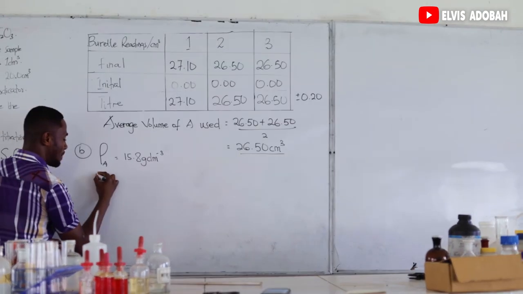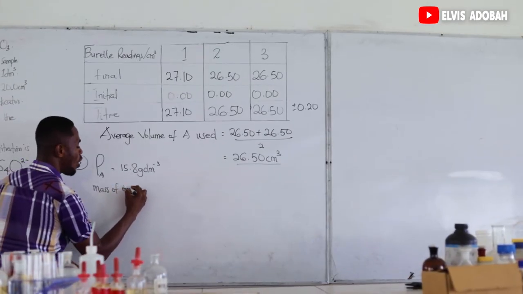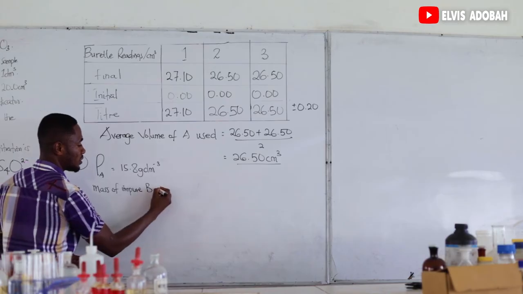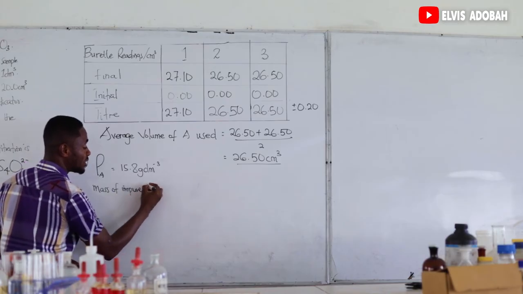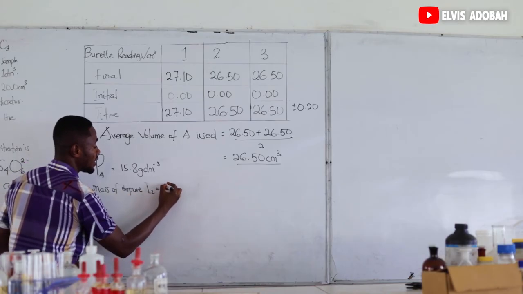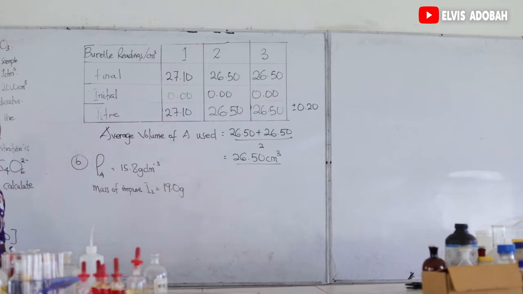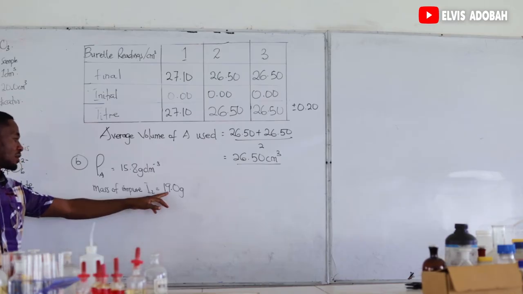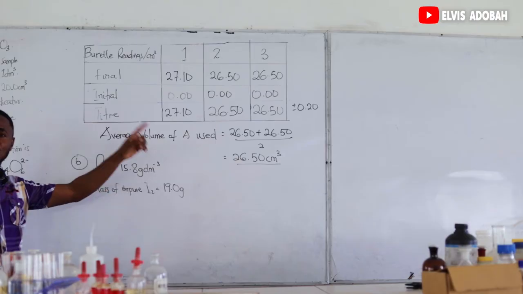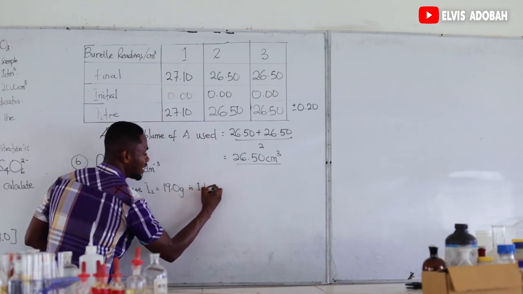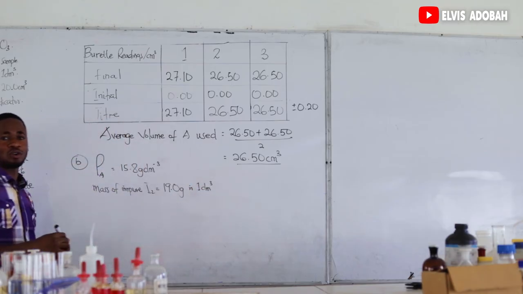We were also given the mass of impure iodine to be 19.0 grams. And that one was dissolved in 1 decimeter cube of solution. So in 1 dm cube of solution.